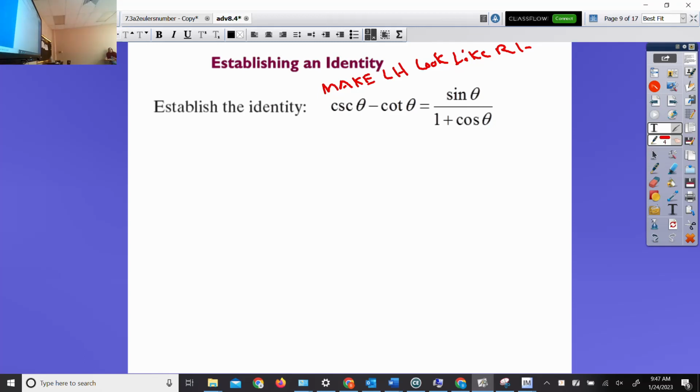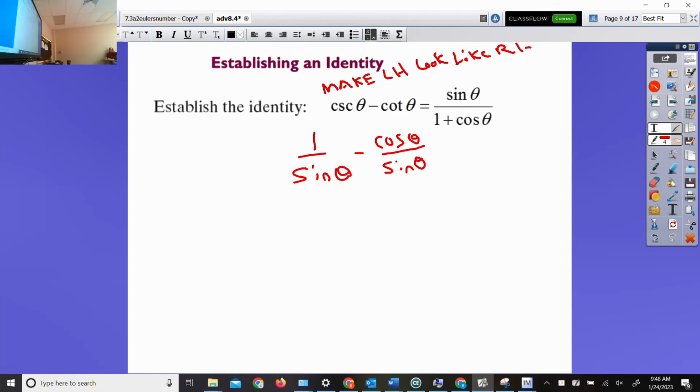So we have cosecant minus cotangent. What would you like to do with cosecant? 1 over sine. 1 over sine's not a bad idea. Not a bad idea at all. And then cotangent is cosine over sine. You know what you should do next? No, that was as far as I could get. Do they share the denominator? They stay the same denominator.